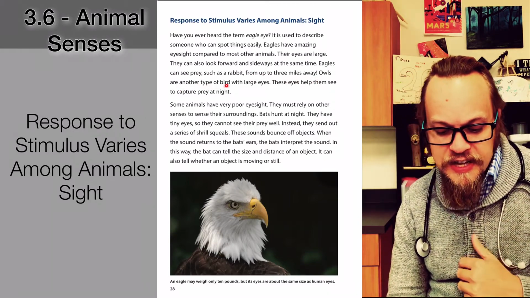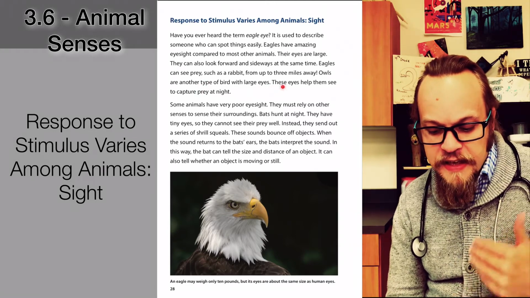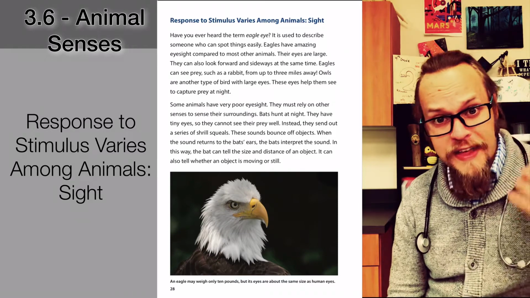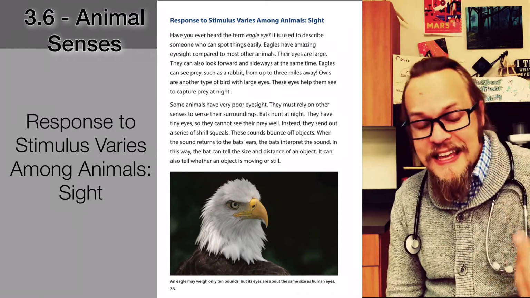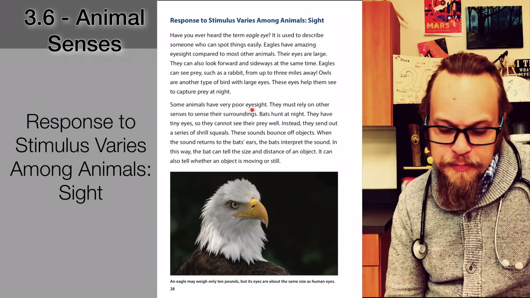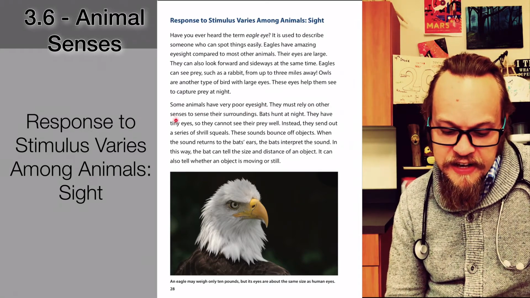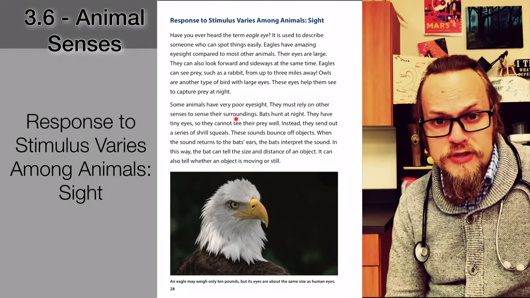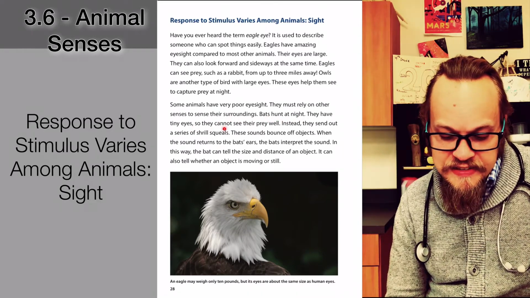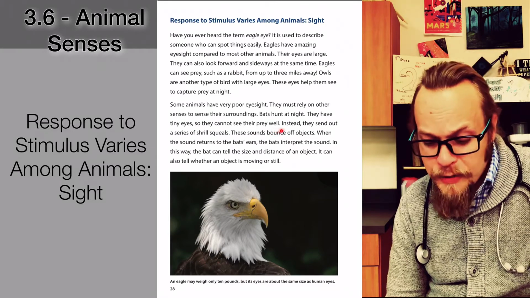Owls are another type of bird with very large eyes, and these eyes help them to see and capture prey at night. The larger the eye, the more light it can take in at night. Okay? Some animals have very poor eyesight. They must rely on other senses to sense their surroundings. Bats hunt at night. They have tiny eyes, so they cannot see their prey very well.